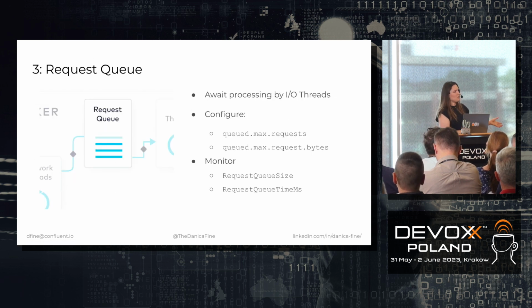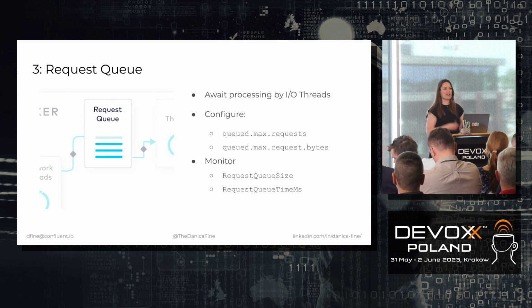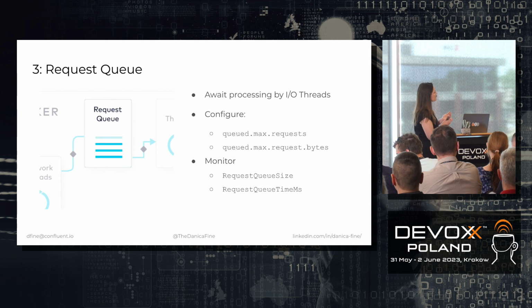So we're on the request queue now. The network threads have picked it up. They formed the request. They set it on the request queue. And now we're going to wait to be picked up by an I/O thread to actually handle the request. So while the data is sitting here on the request queue, you have control of this area. We have the max size of the request queue with queued max requests, and we also have queued max request bytes. So you can control the number of requests and also the total size of this request queue as well.